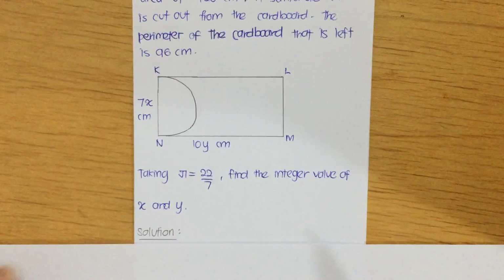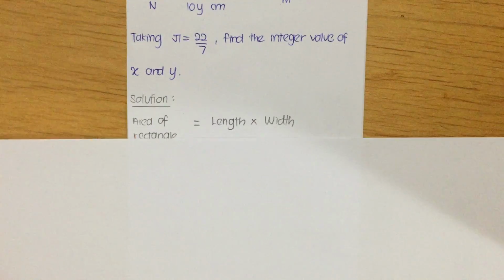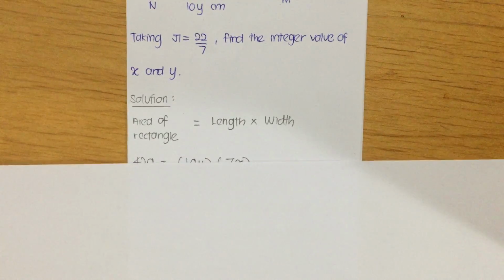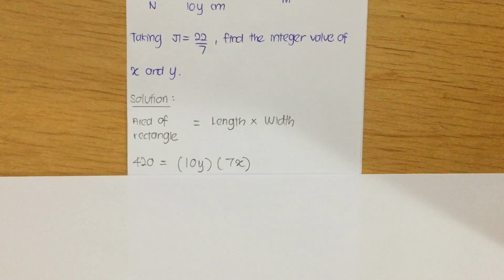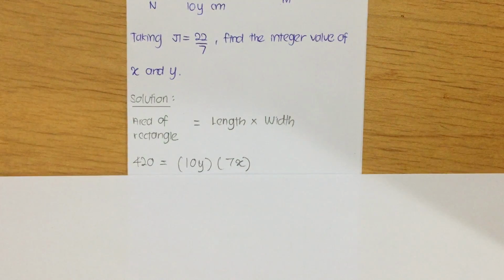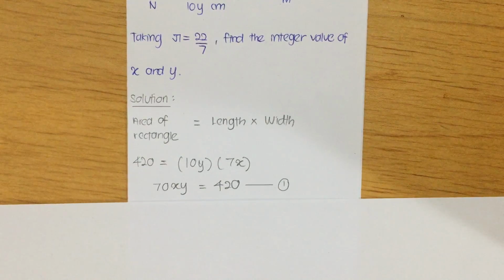So for the solution, given that the area of a rectangle is length times width, in this case our length is 10y and our width is 7x, and the area is given as 420. So 70xy = 420. So from here we have already formed our first equation. Okay, let's move on to the second hint, which is the perimeter.